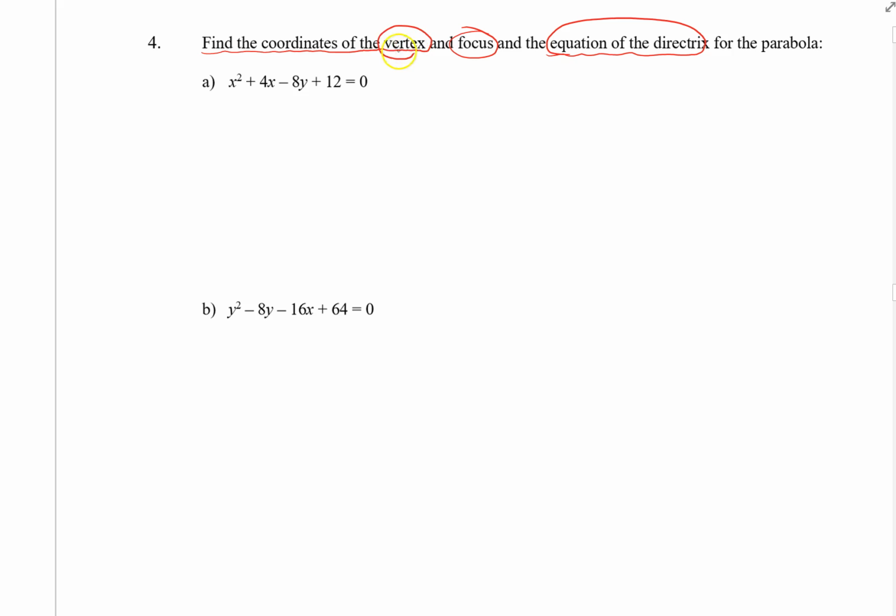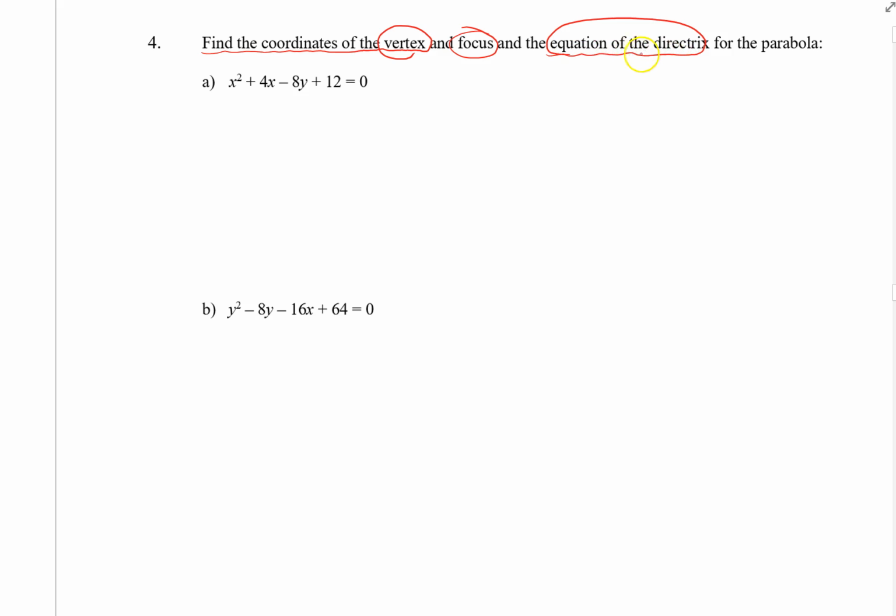So that's quite different. You're not finding the equation of the parabola. You're being given the equation of the parabola. You're finding the coordinates. And we know what coordinates are, x and y values inside a bracket. So we're going to make sure that that's how our answers look. Coordinates for the vertex, coordinates for the focus, they're both points. And the equation of the directrix.